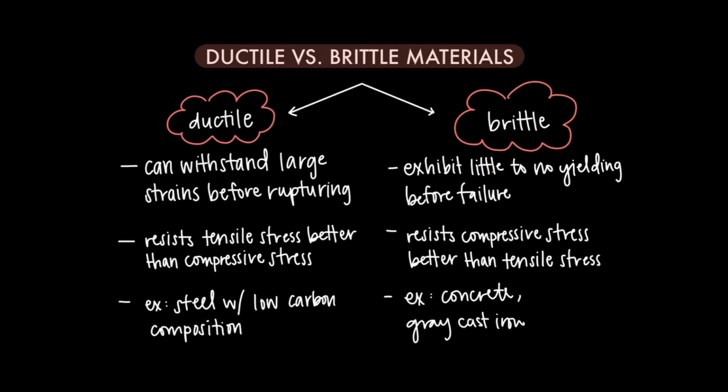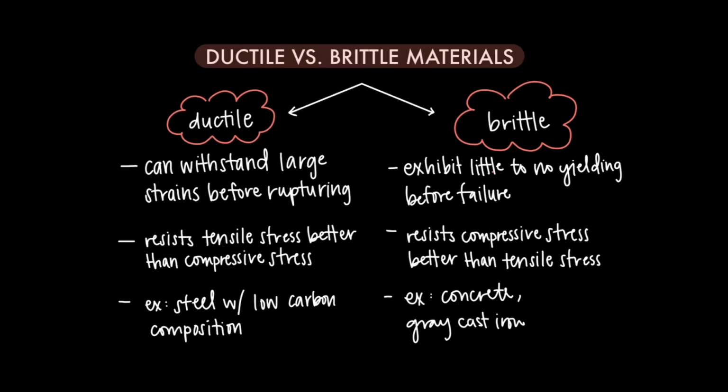For our next key concept, we'll be comparing ductile and brittle materials. Ductile materials can undergo large elongations before actually breaking. They're also better at undergoing tension than compression. An example of a ductile material is low-carbon steel.